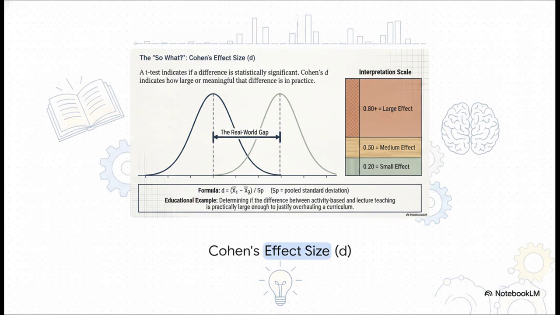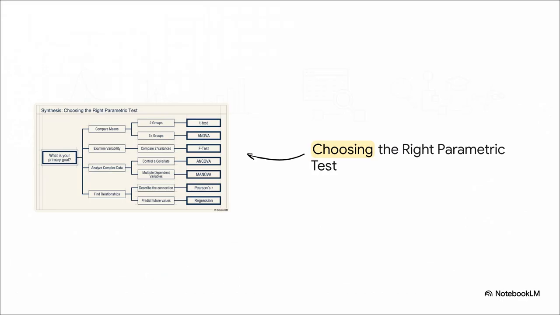Now, let's backtrack just a second. Even if we find a statistically significant difference back in Hemisphere A, we still have to ask a highly critical question. So what? That's exactly where Cohen's effect size, or d, comes in. A t-test proves a difference exists, sure, but Cohen's d reveals if that real-world gap actually matters in practice. Is the effect small at 0.20, medium at 0.50, or is it massive at 0.80? This calculation determines if the difference between, say, activity-based and lecture teaching is practically large enough to actually justify overhauling an entire curriculum.